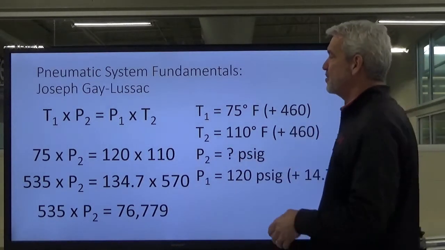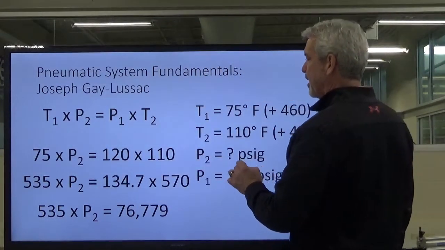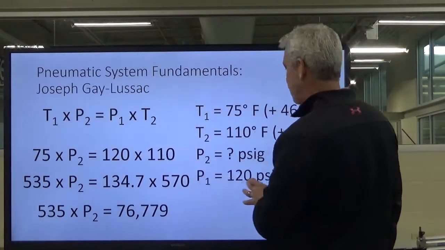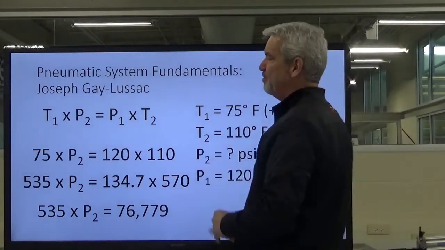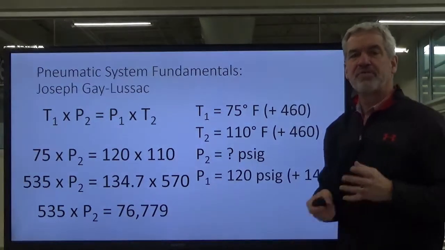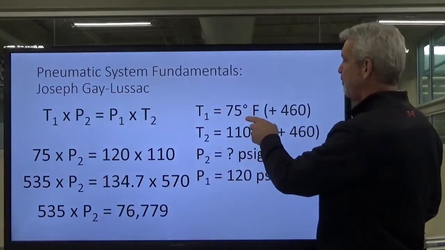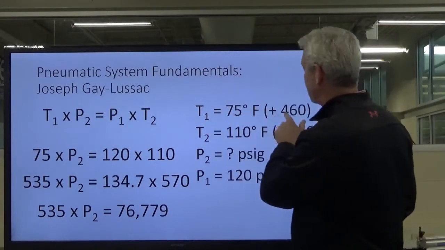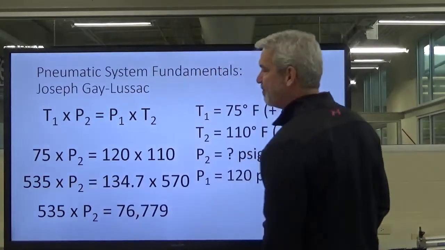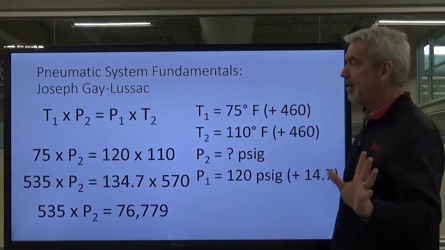So start dropping numbers in, okay? T1, 75 degrees, okay? And we have 120 PSI gauge and 110 degrees Fahrenheit, but we know that these numbers won't work. We've got to convert them, okay? So we're going to convert our 75 degrees Fahrenheit to absolute value, and that's going to be 75 plus 460, which will give us 535. We are looking for P2, so it's going to stay there. We don't do anything with it, just kind of let it hang out for right now.